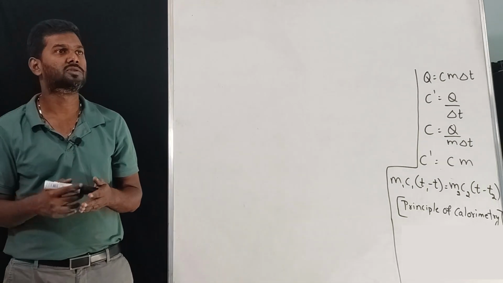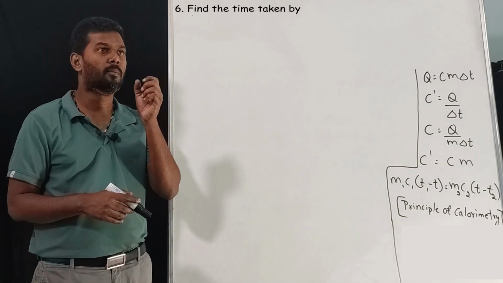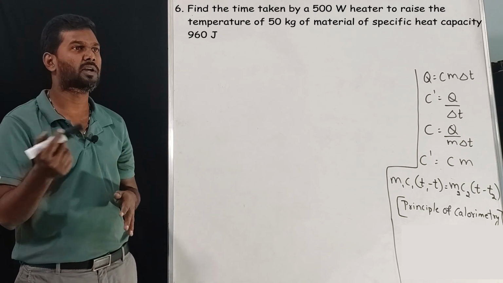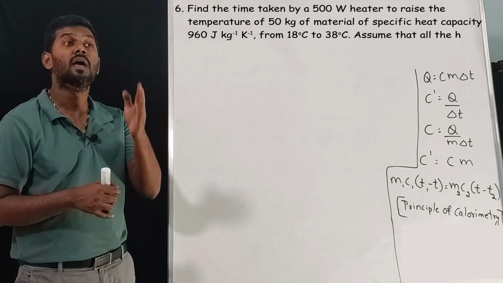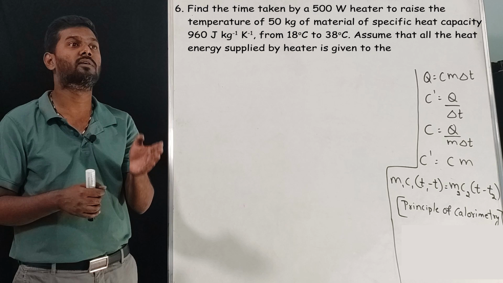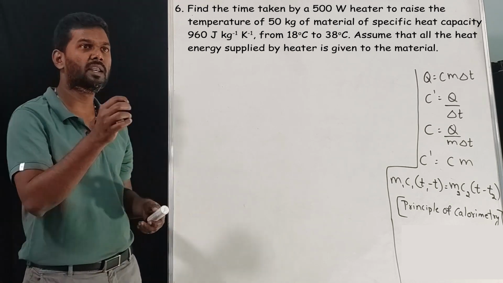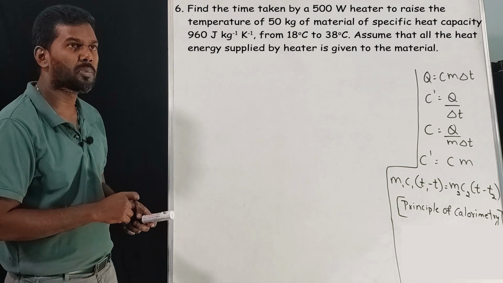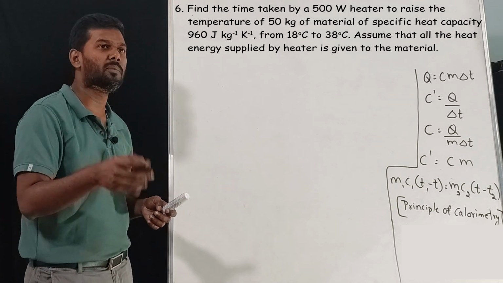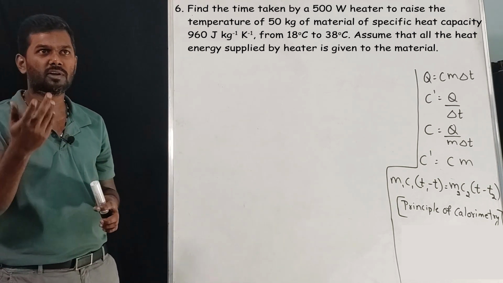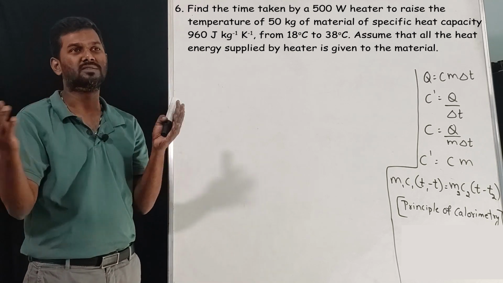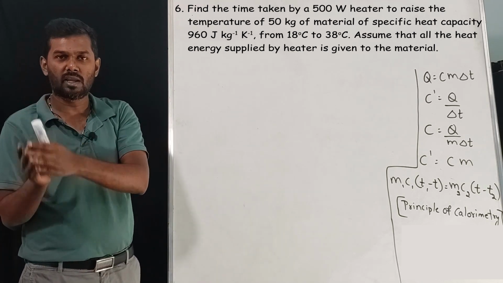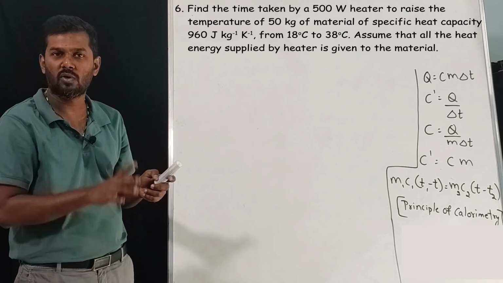That's it. Our next question: find the time taken by a 500 watt heater to raise the temperature of 50 kg of material of specific heat capacity 960 joules per kg per Kelvin from 18 degrees Celsius to 38 degrees Celsius, assuming that all the heat energy supplied by the heater is given to the material. That assumption means there is no loss of energy. Whatever energy I am giving is given to the material. That is what they are telling.